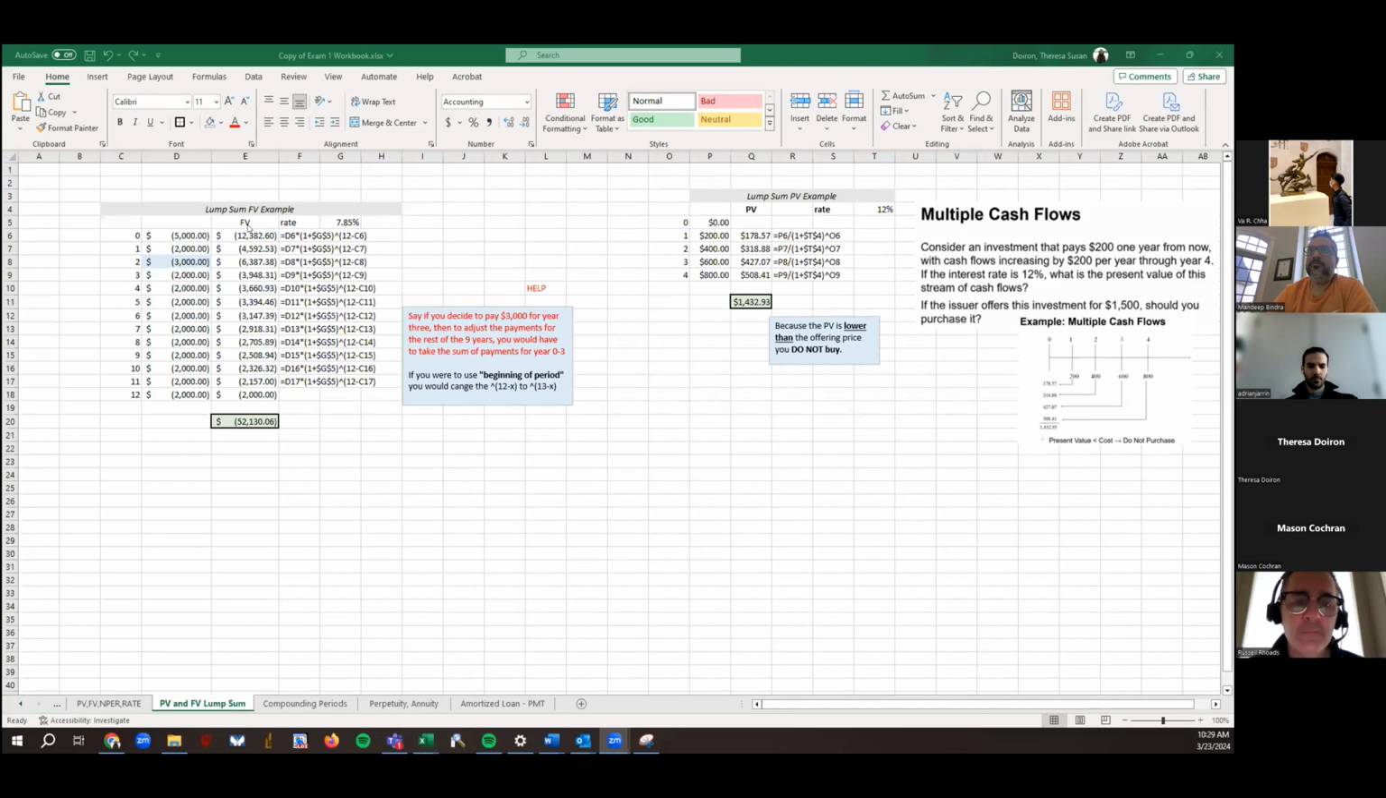I just wanted more understanding on the lump sum future value. So I think this probably should be 3,000 at year 3, because they say if you decide to pay 3,000 for year 3, then adjust.